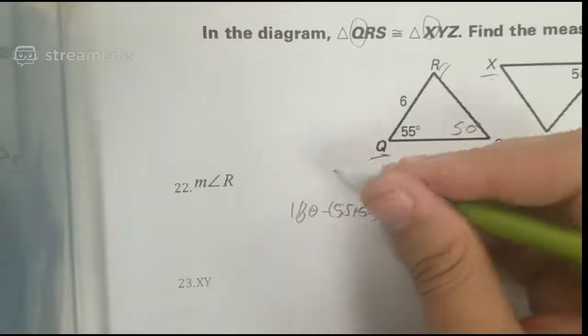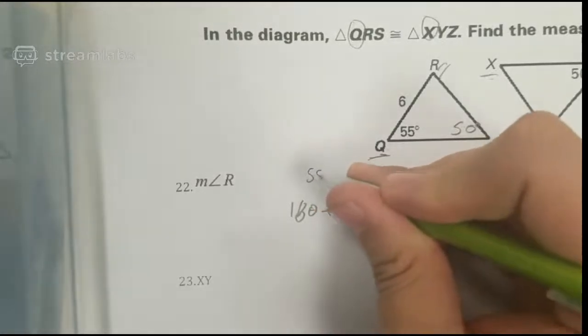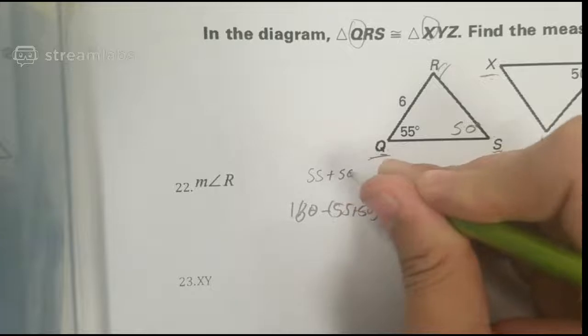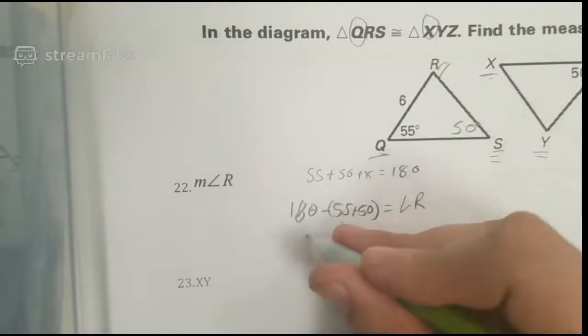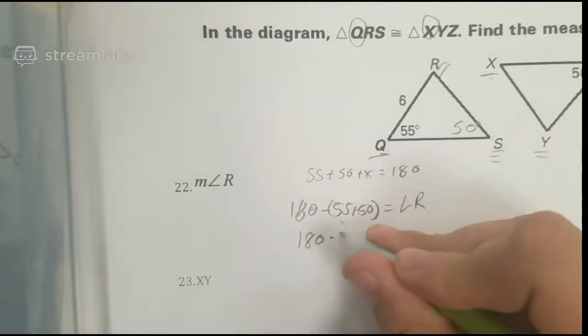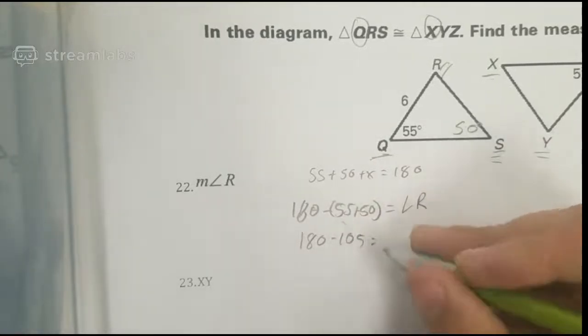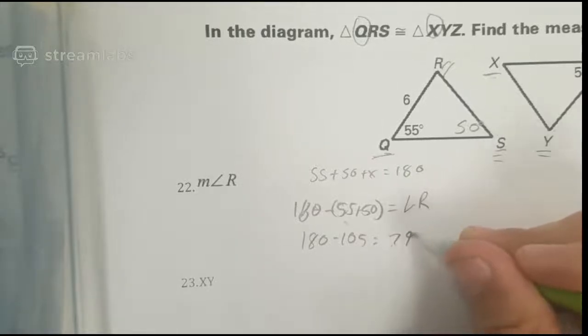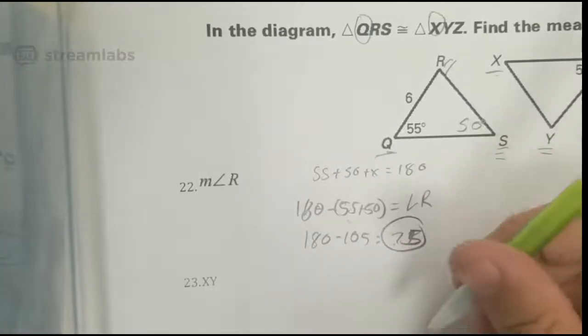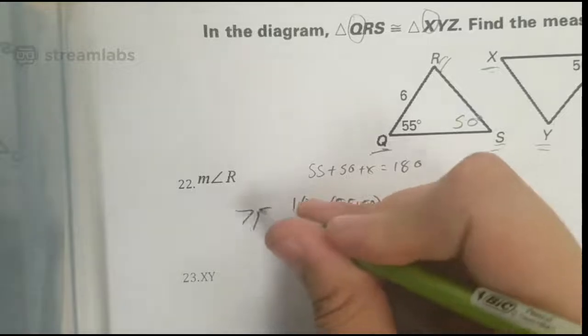Or another way to write this, and probably more efficient or more straightforward: 55 plus 50 plus x equals 180. 55 plus 50 is 105. So 180 minus 105 equals 75. So this one's 75 degrees.